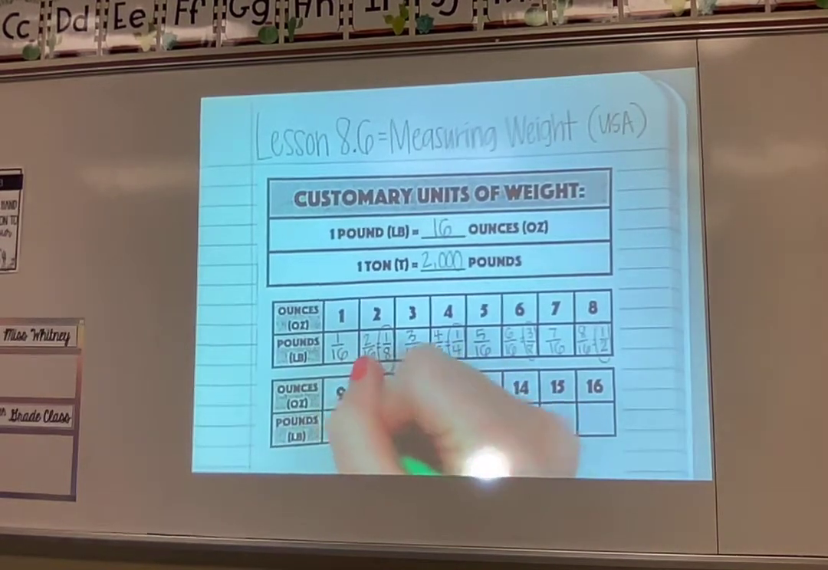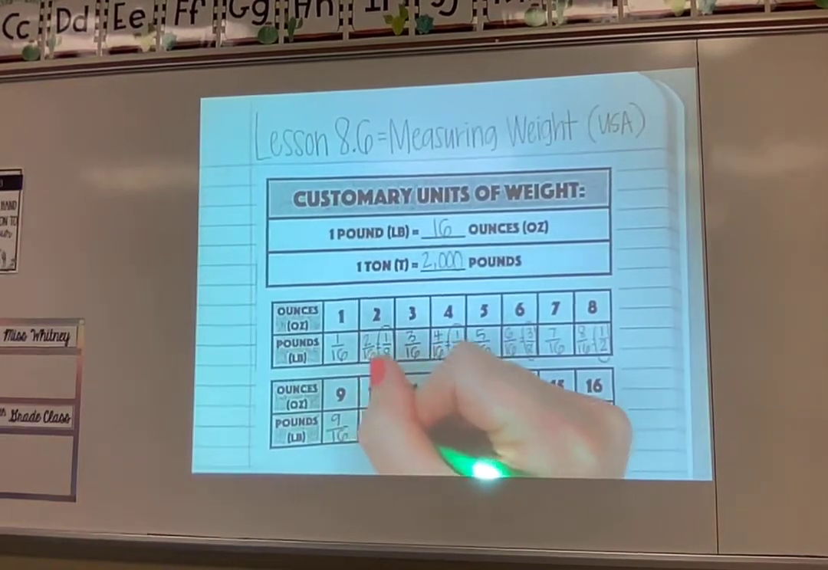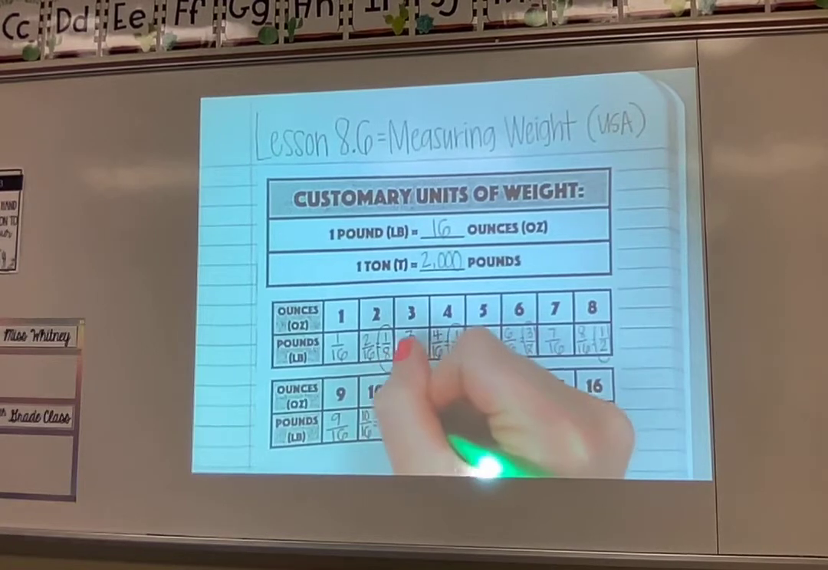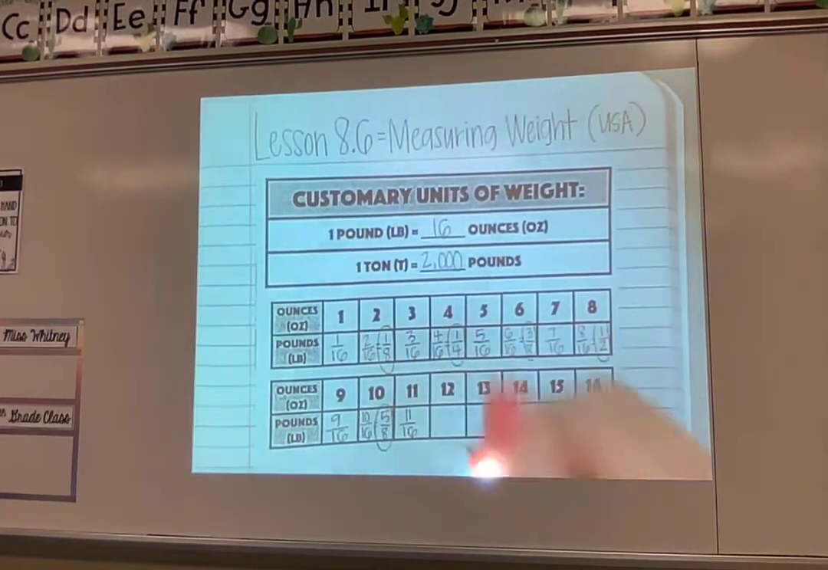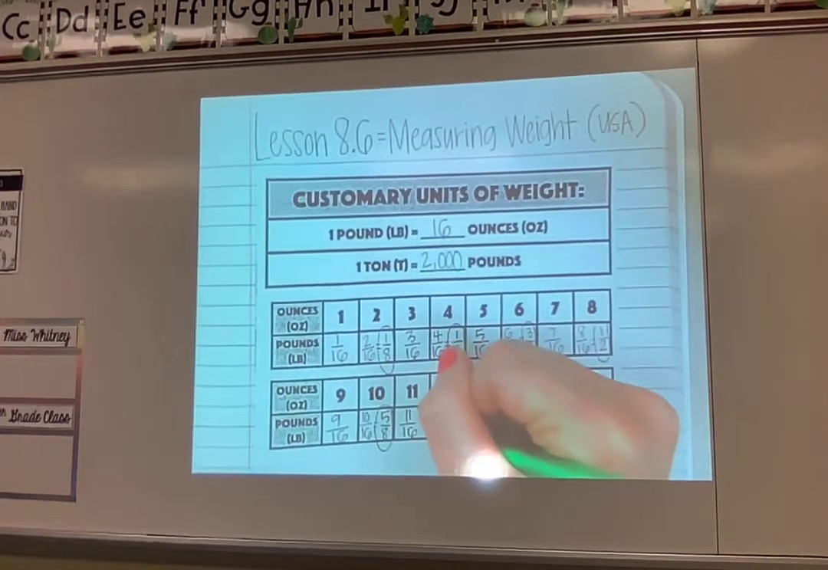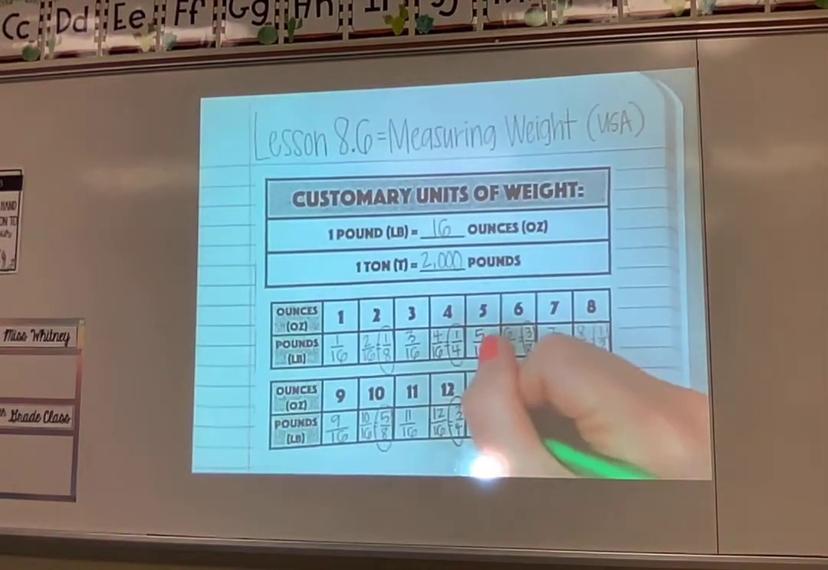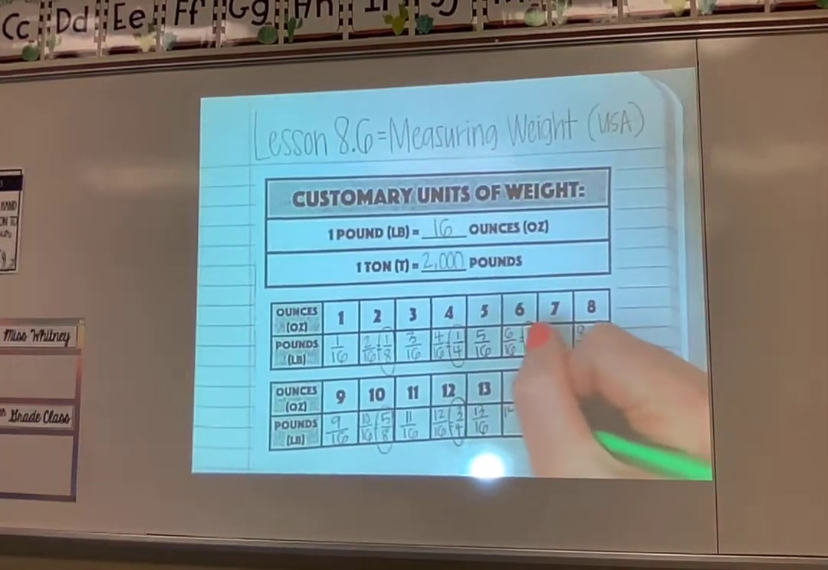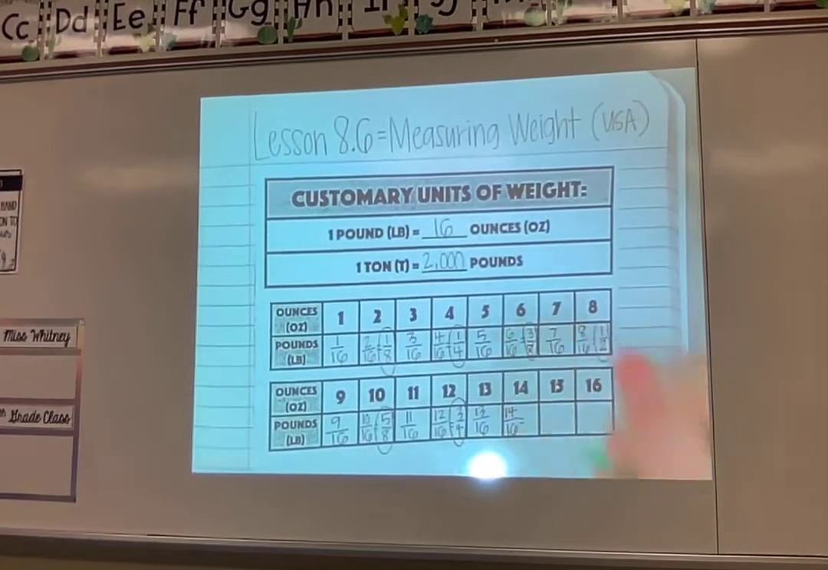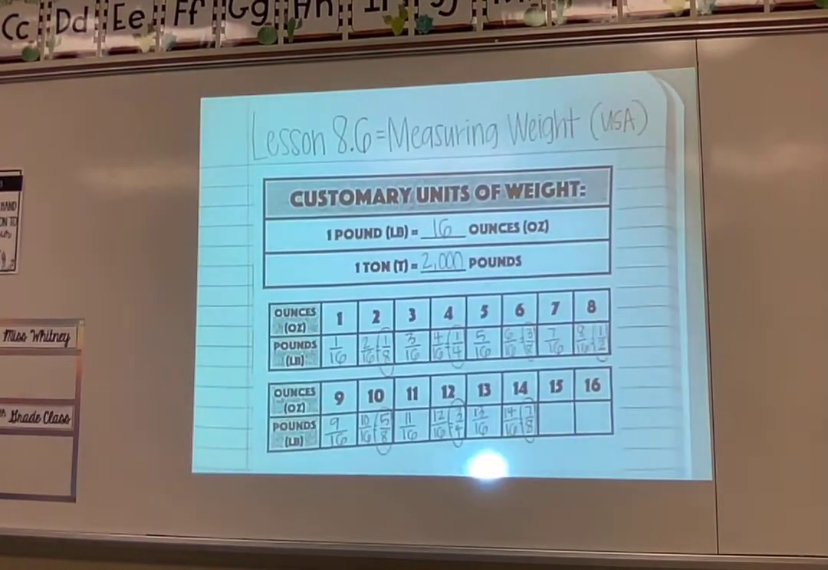9 ounces would be 9/16. That's not going to simplify. 10 ounces is 10/16, and I could take 2 into both of those, so that would be 5/8. 11/16 will not simplify, but 12/16 will. I could take 4 into both of those, so 3/4. 13/16 will not simplify. 14/16 will, though, because I could take 2 into both of those. They're both even numbers. So this would turn into a 7, and this would be an 8. So 7/8 would be my simplified fraction.